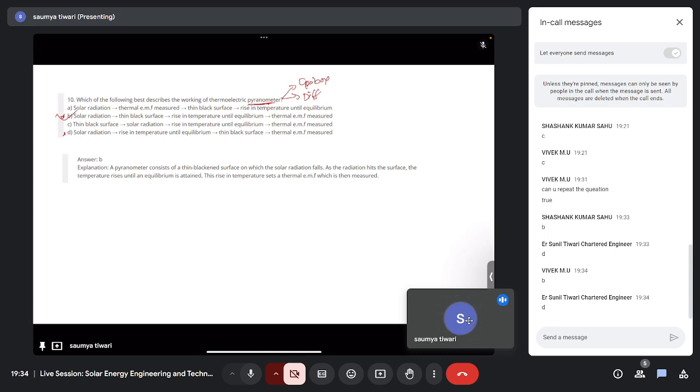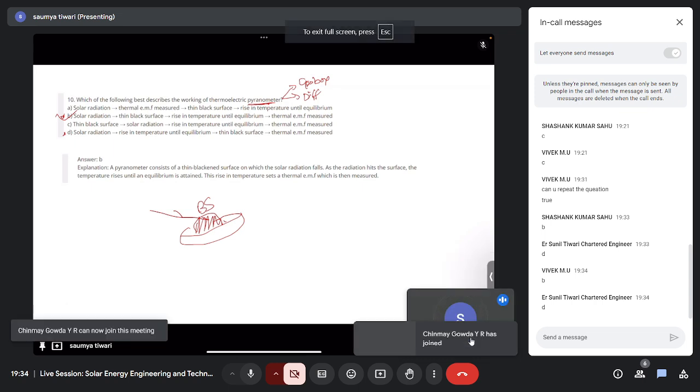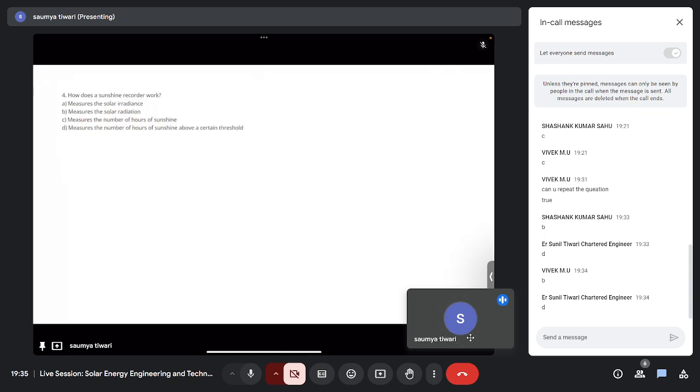So how it is measured is, the solar radiation is falling on a thin black surface. So we have some setup like this. This is the black surface. Solar radiation is falling on this black surface. There is a rise in temperature, and as it attains thermal equilibrium, the corresponding thermal EMF can be measured. So option B is correct. Now, how does a sunshine recorder work?